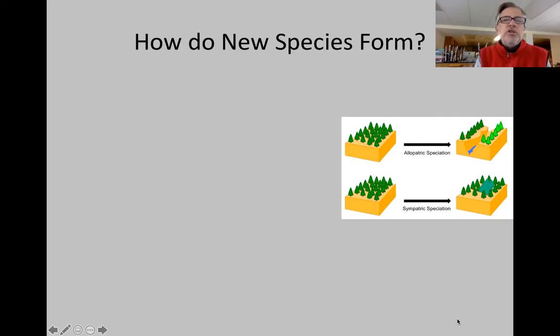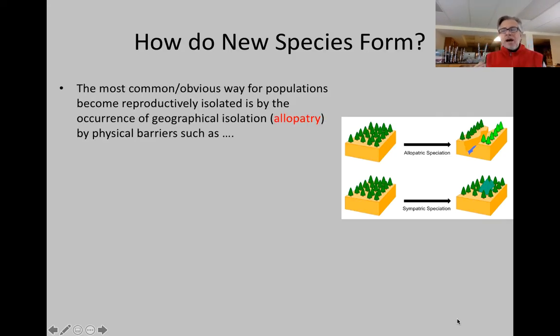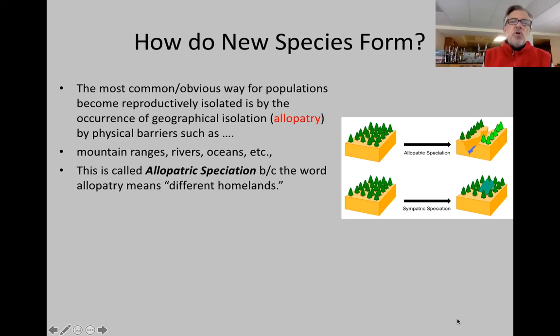How do new species form? Well, the most common and perhaps most obvious way for populations to become reproductively isolated is by the occurrence of geographical isolation, which is called allopatry. And that can occur when physical barriers form. And these physical barriers include things like mountain ranges, rivers, oceans, etc. And we'll talk more about this later on. This is called allopatric speciation because the word allopatry means different homelands.